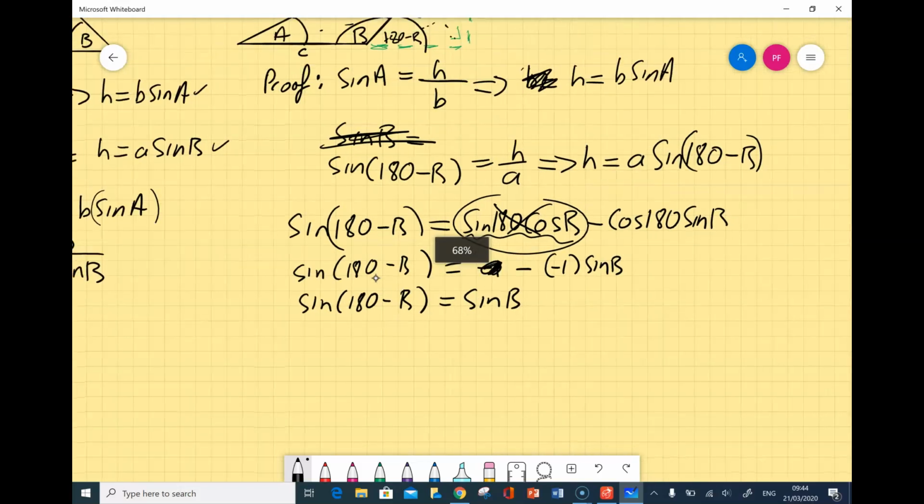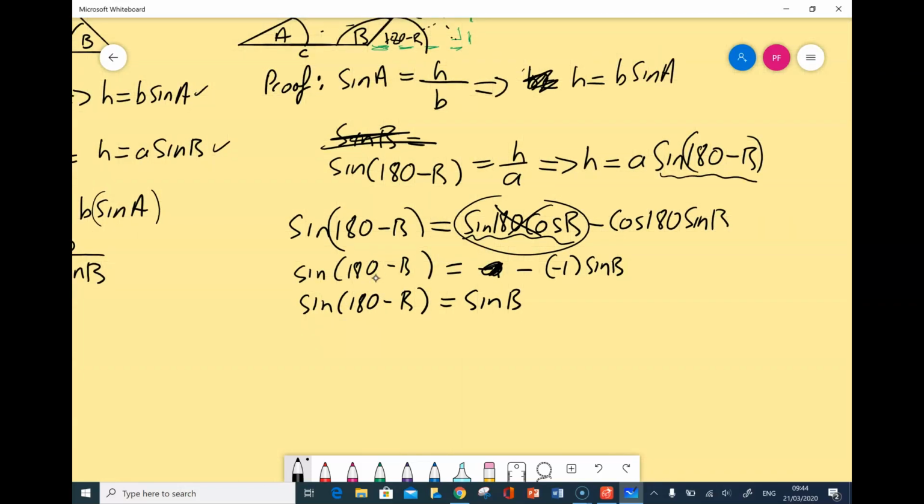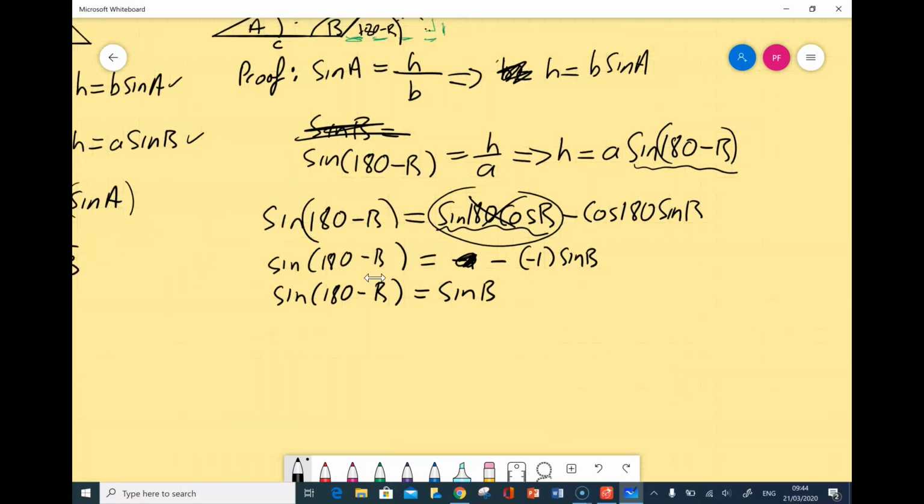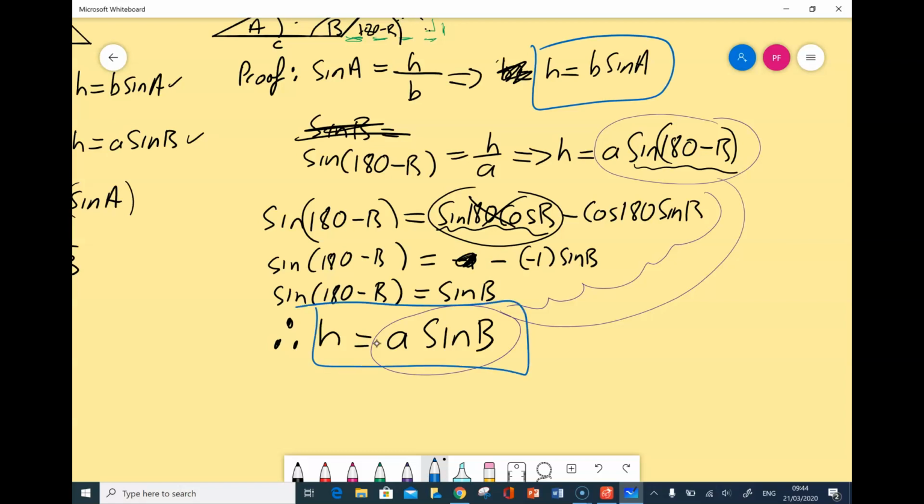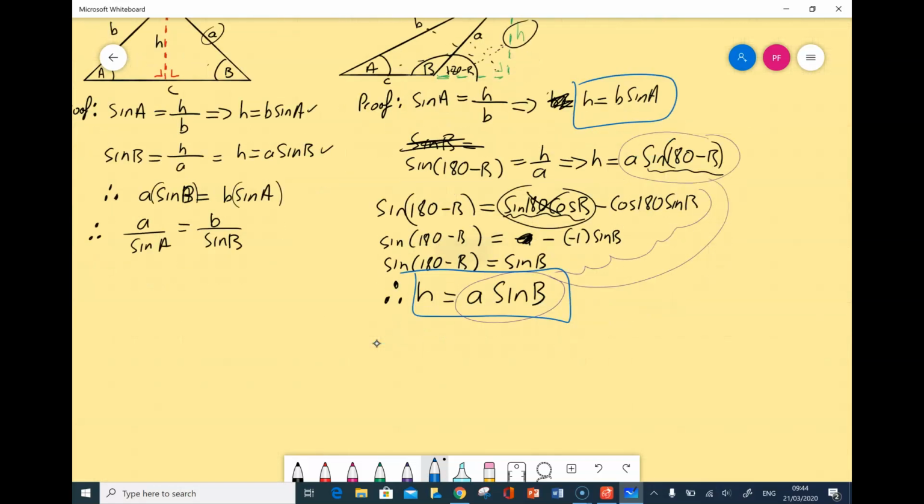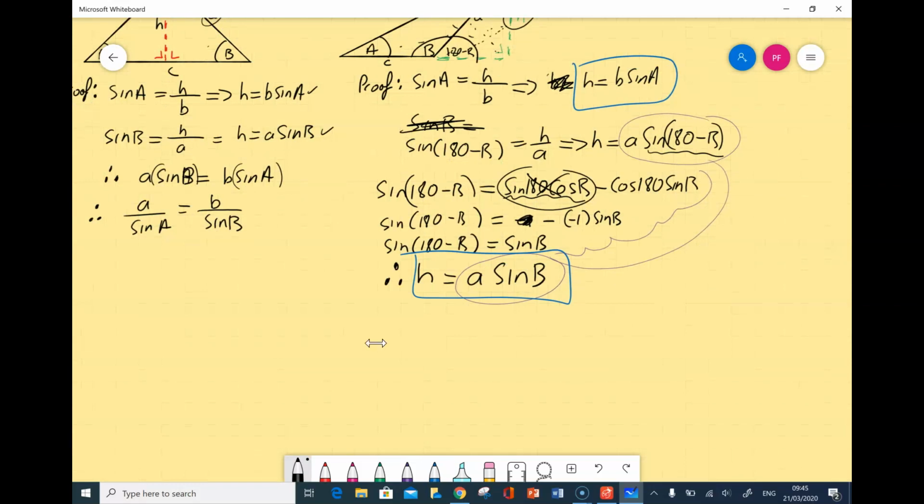Okay, how does that help us out? So I have sine 180 minus B here, but I can actually just refer to that as sine B. So hence H is equal to A sine B. All I've done there is turn this into that using these steps here. So I've got what I have up here, and I've got this here, and they must be equal to each other because they're both equal to H. So therefore, A sine B is equal to B sine A.